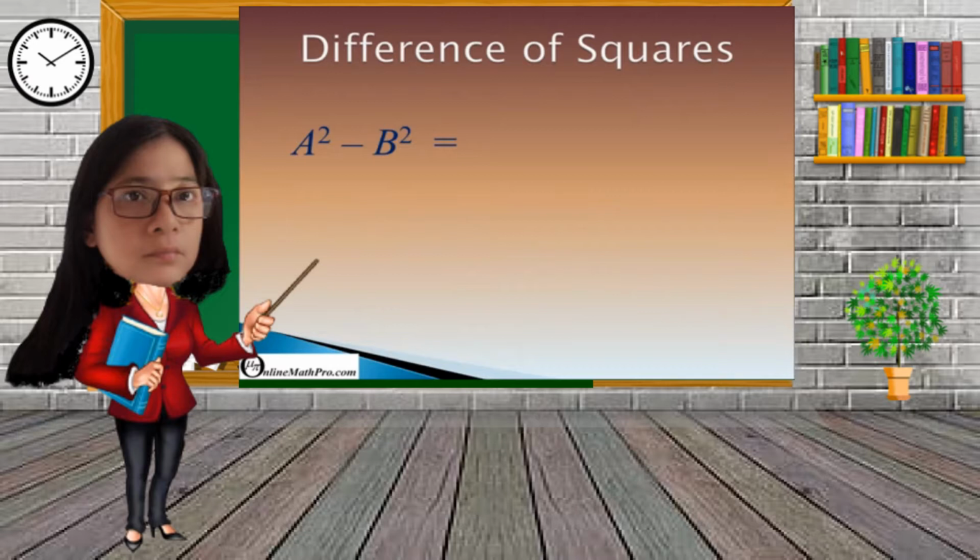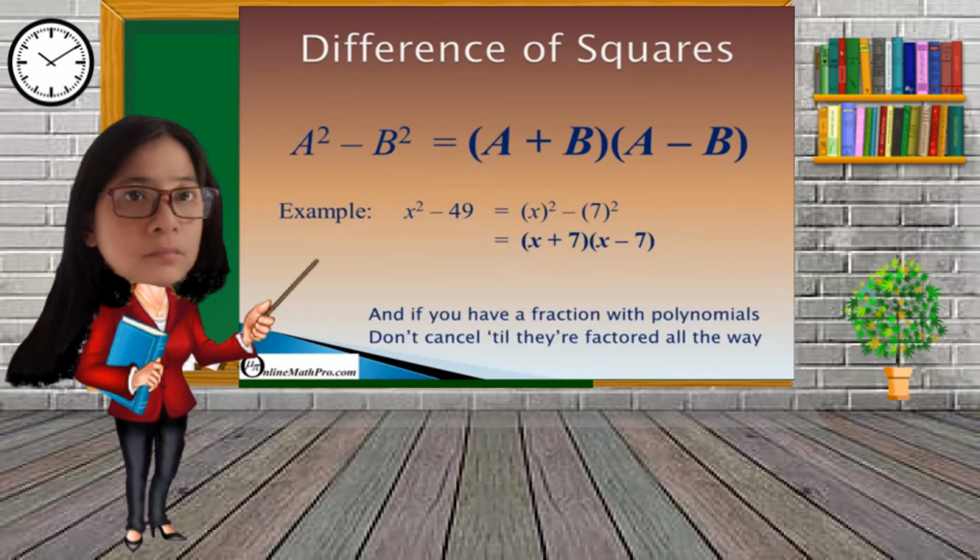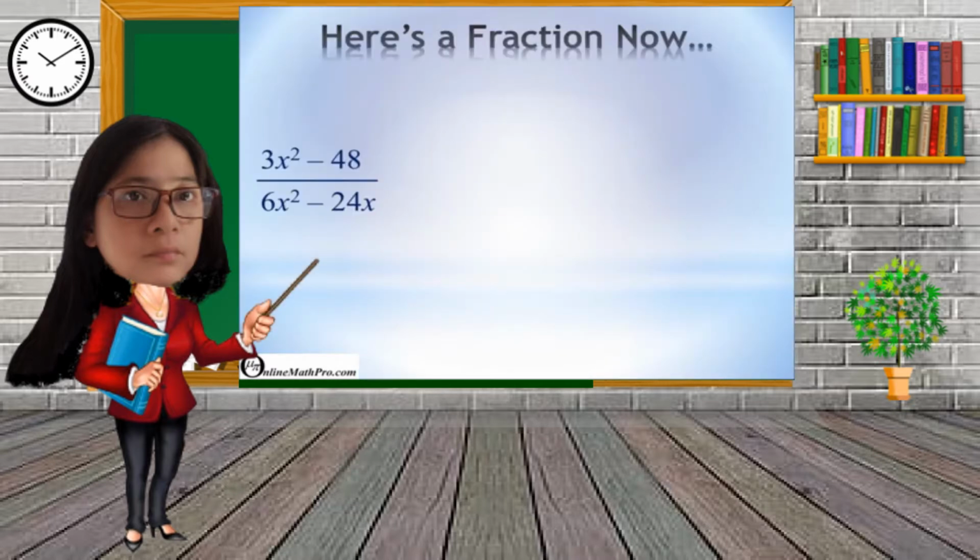Here's another kind of factor. Difference of squares. A squared minus b squared is a plus b times a minus b. And if you have a fraction with polynomials, don't cancel till they're factored all the way.